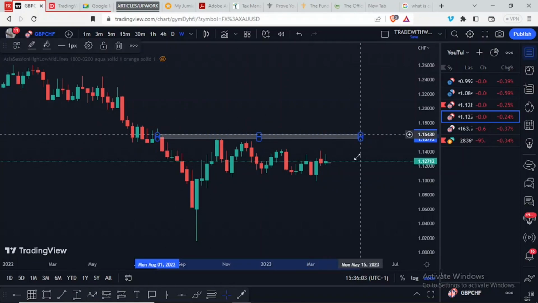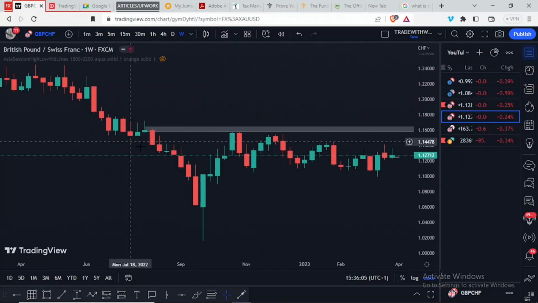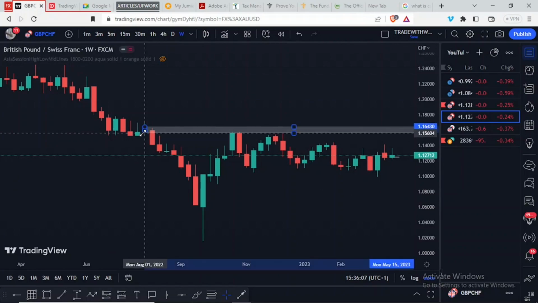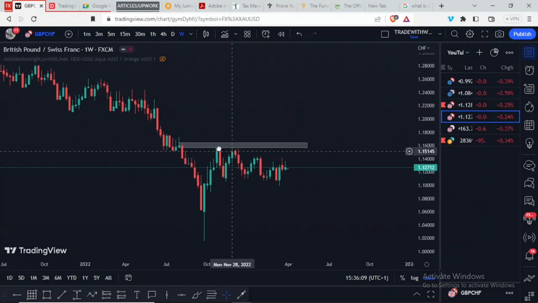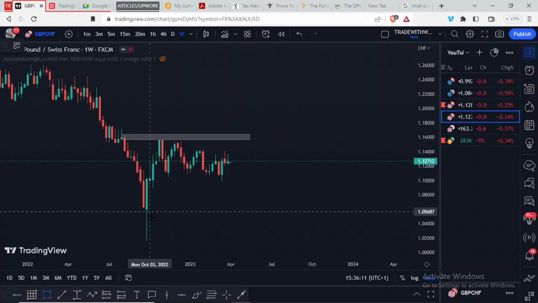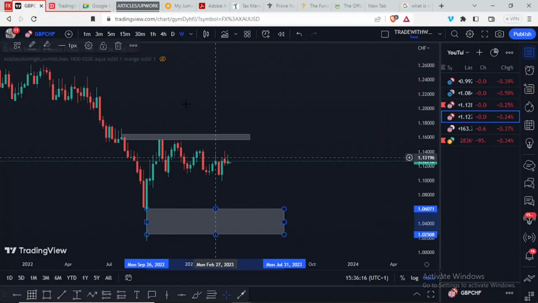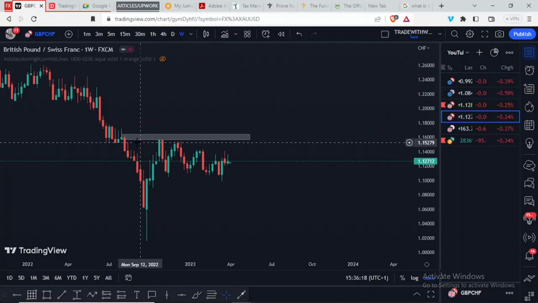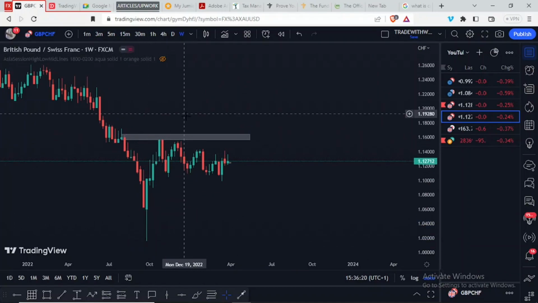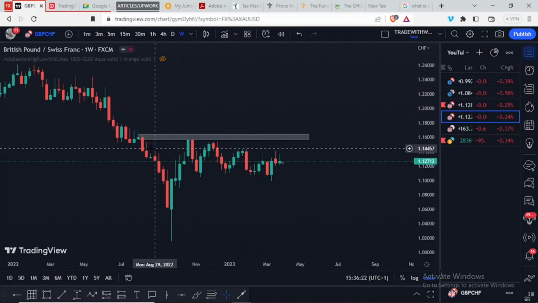In the presence of that, we know that once there is a supply zone above liquidity, that is a good confluence, and once there is a demand zone below liquidity, something like this is a good confluence. But this is not a demand zone. Why is this not a demand zone? Because there is no break of structure.